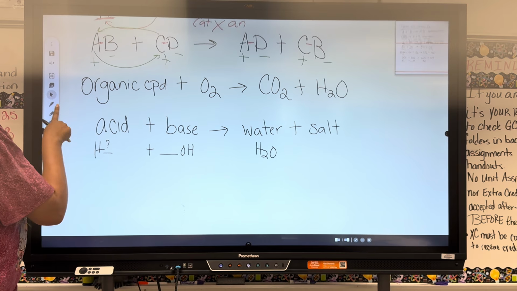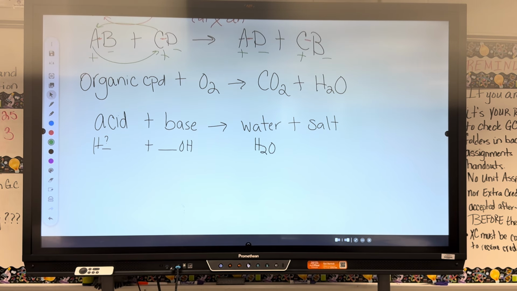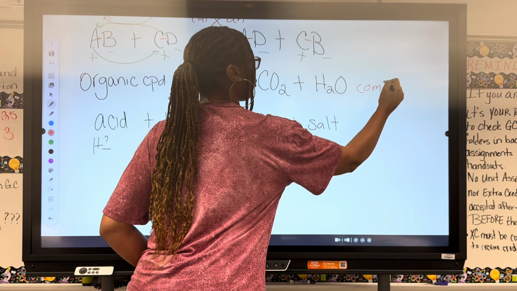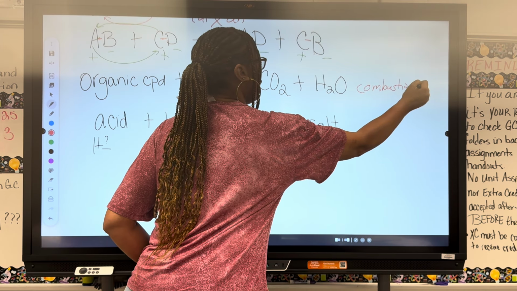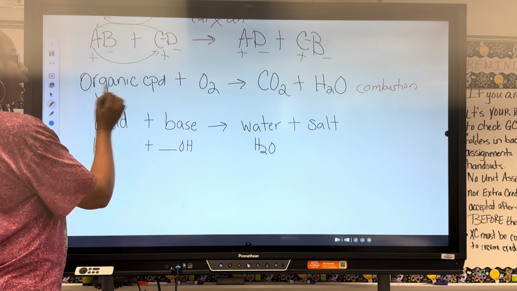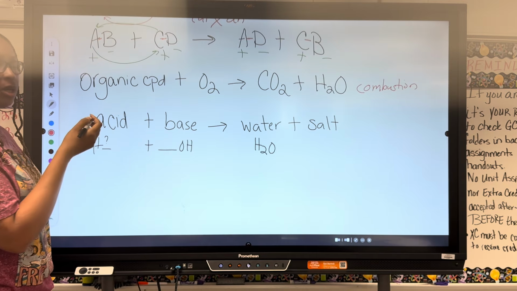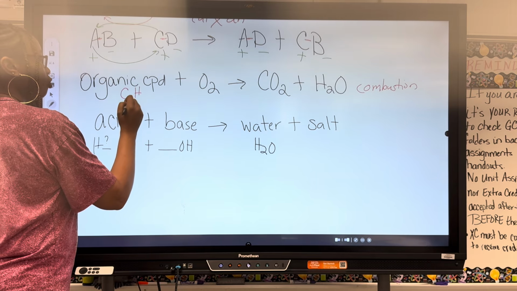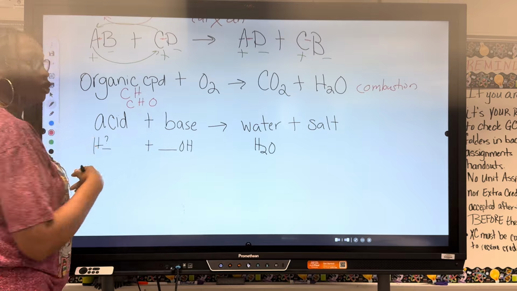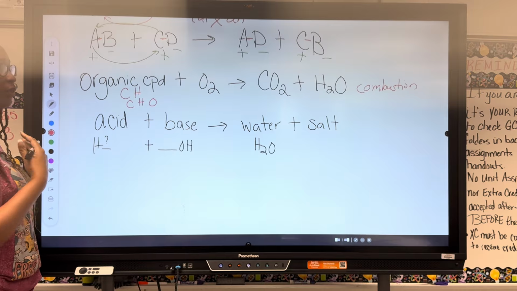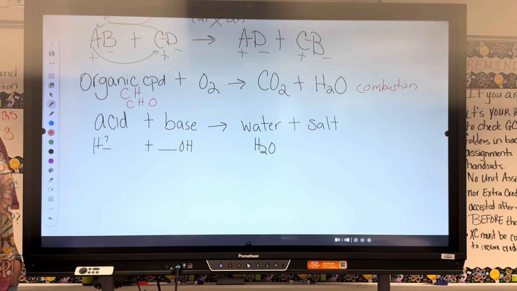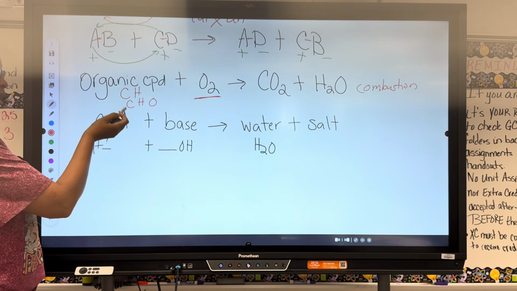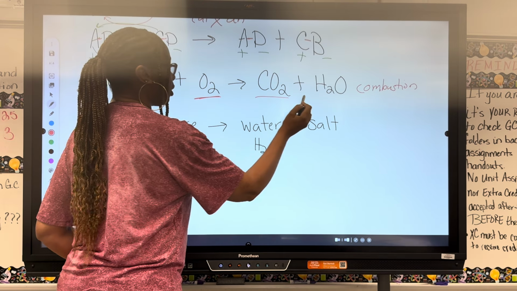The next type of reaction is easy to recognize. This is what we call a combustion. A combustion is when I have an organic compound. Organic compounds are compounds that contain carbon and hydrogen. It could just be carbon and hydrogen, or it could also be carbon, hydrogen, and oxygen. But I'm going to have an organic compound, and that organic compound is going to react with oxygen. And the products, when an organic compound reacts with oxygen, are carbon dioxide and water.